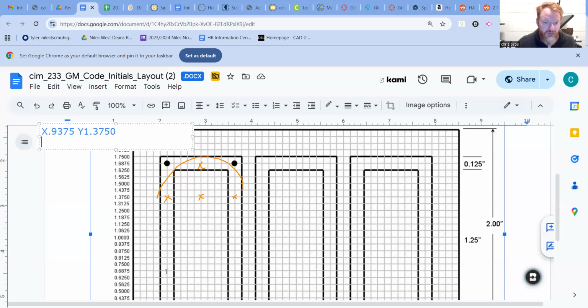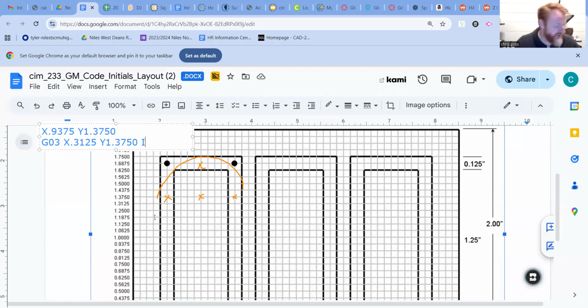You can't see it down here, but this is 0.3125 X. My Y is 1.375 because I did not go up or down. I started on this part of the Y. I ended on this part of the Y. It's 1.2750. But on this line of the code, I have to tell it to go counterclockwise, G03, counterclockwise. I also need an I and a J. I need to be able to say the I is the X location of this, J is the Y location of this.